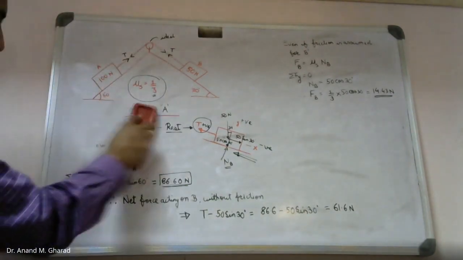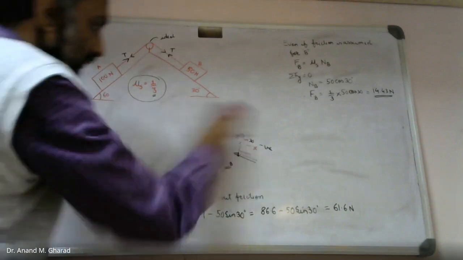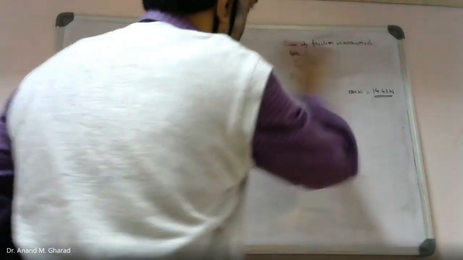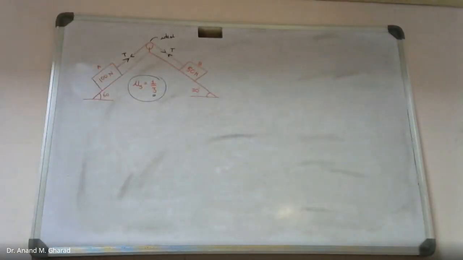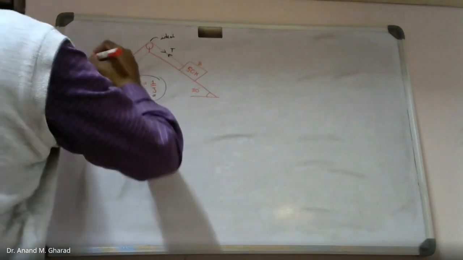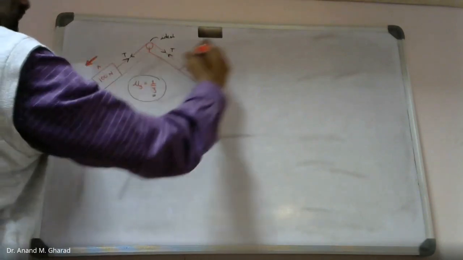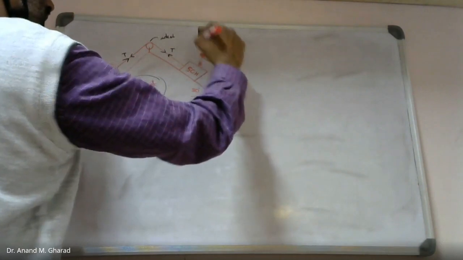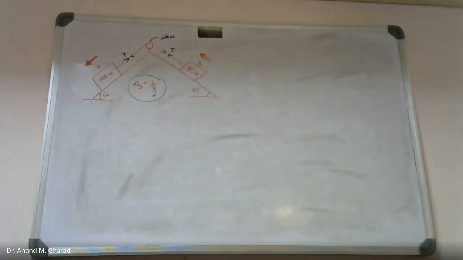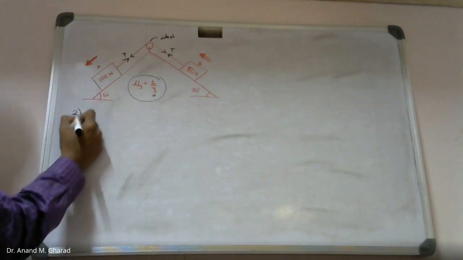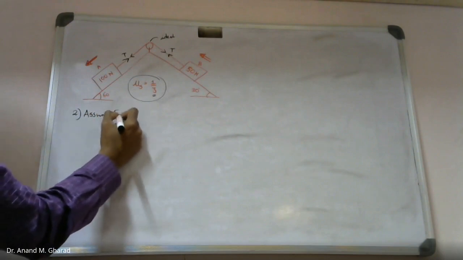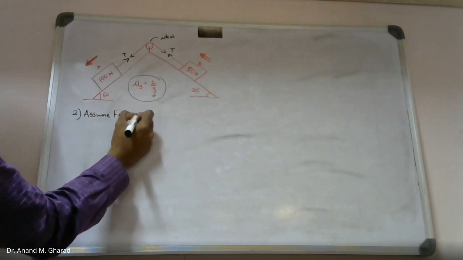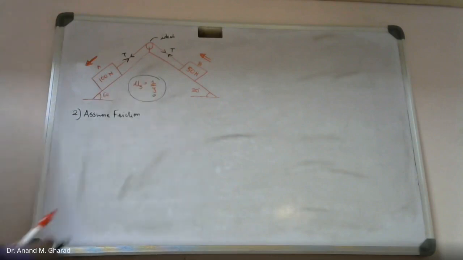Now we know that block A moves in the downward direction and block B moves in the upward direction. This movement is known to us. Second step is: assume friction and calculate the acceleration response.